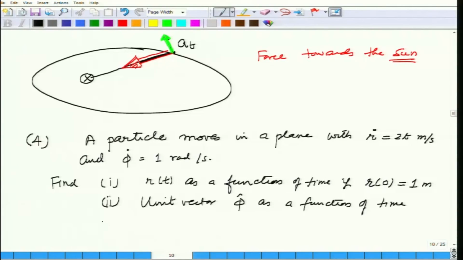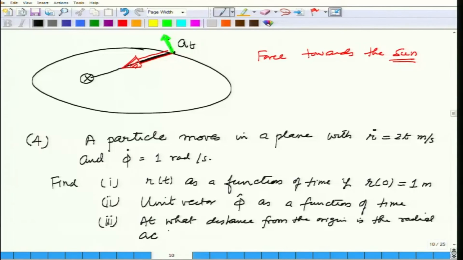And third, at what distance from the origin is the radial acceleration 0. So let us do this.